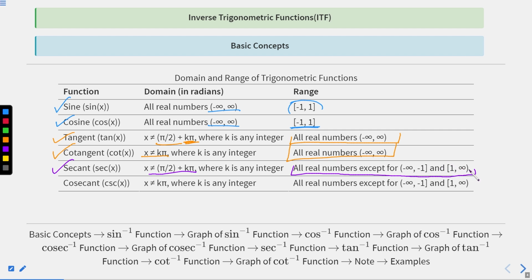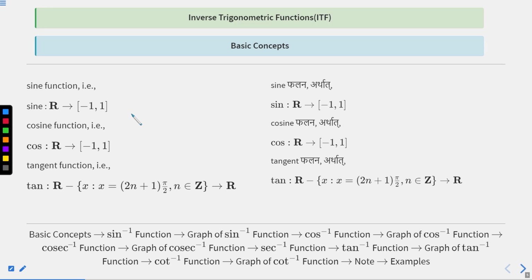Okay, and for cosecant, the domain cannot be a multiple of pi. Take any real number except multiples of pi. Now the range will be what? Minus infinity to minus 1, where minus 1 is inclusive, and 1 to infinity, where 1 is also inclusive. I hope that you can all remember this. Okay, so this is what we already discussed. Let me skip this.